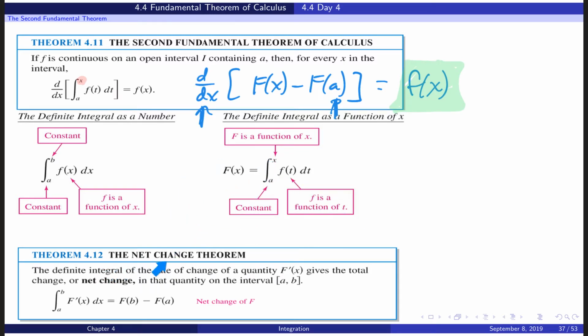Related to that is something called the net change theorem. If you take the antiderivative of a rate, and notice that it says capital F prime here, the antiderivative of a rate, a bounded integral, will produce two amounts. And the difference between those two amounts is called the net change. In other words, if A is the starting point, then F of A is the starting amount. If B is the end point, then F of B is the end amount. And the difference between the end amount and the starting amount is called the net change. And again, you'll see an example of this in a couple slides.